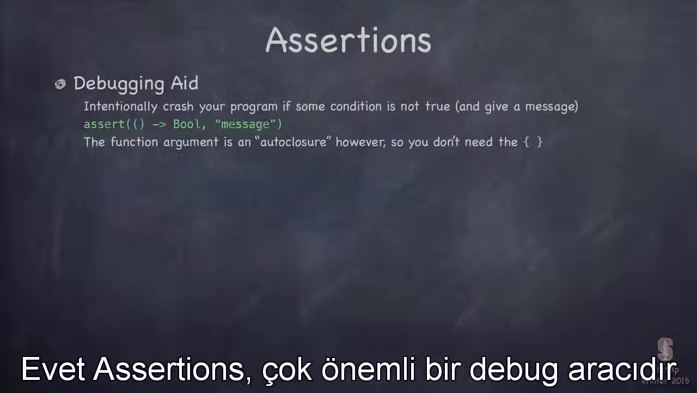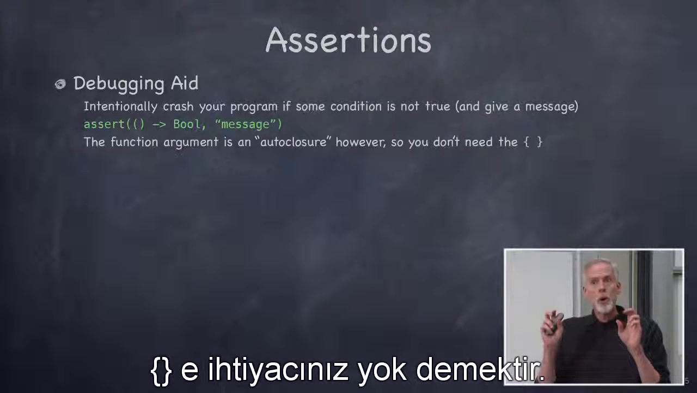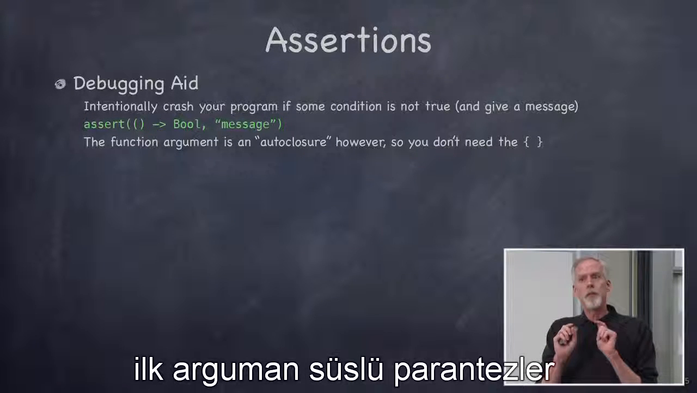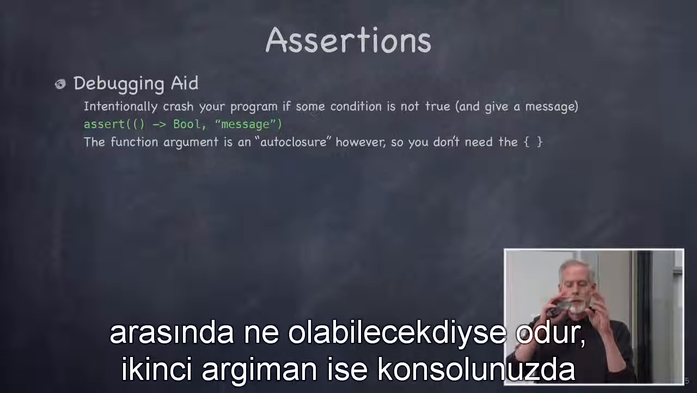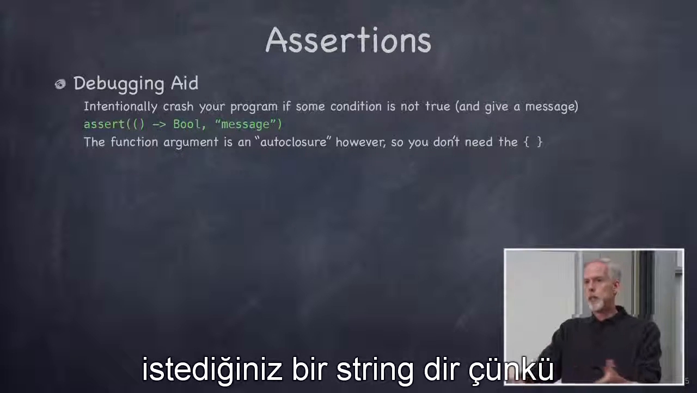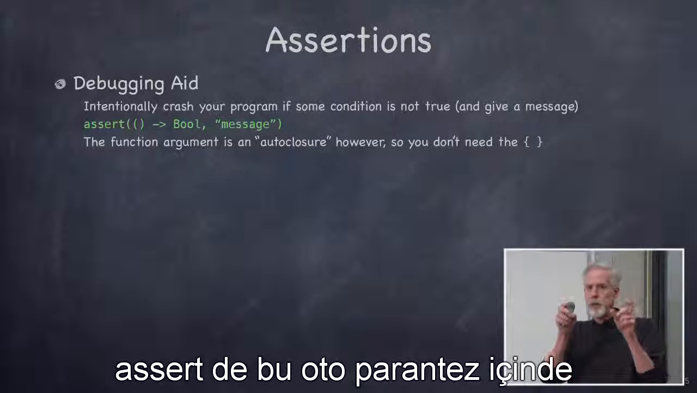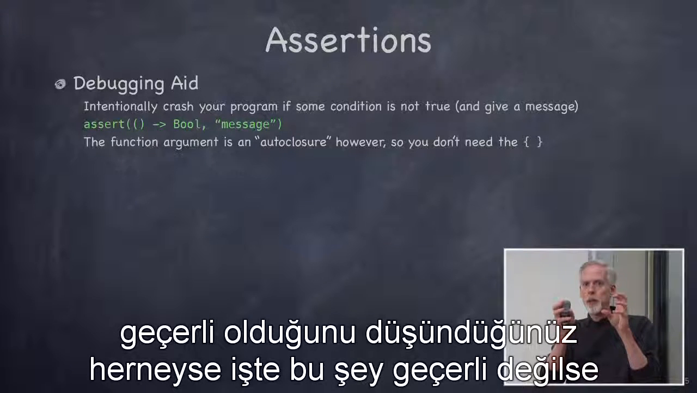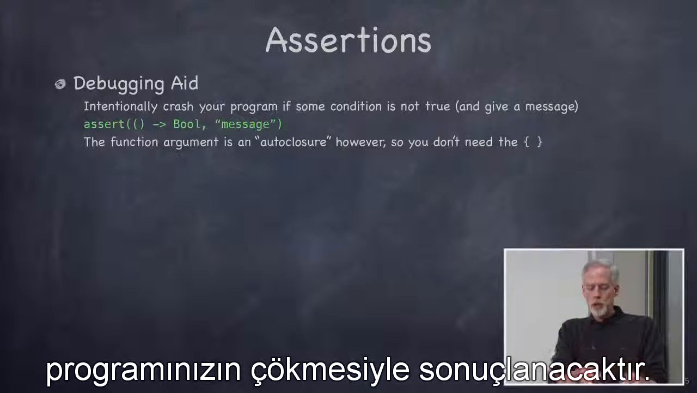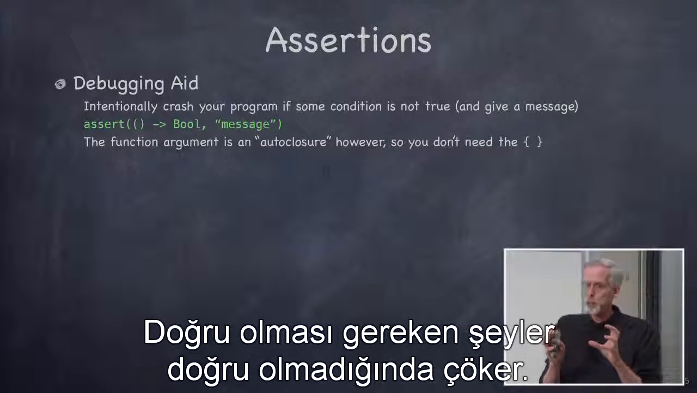All right, assertions. Assertions are a really valuable debugging aid. They basically take a closure as the first argument. It's an auto closure, which means you don't need the curly braces. It's kind of a funky thing. So the first argument is what would be inside the curly braces of a closure. And the second argument is some string that's going to be printed out on your console, because if whatever was in the auto closure evaluates to something that's not true, because you're asserting that it's true, then it's going to crash your program and print that message out. So it's a great way to make your program crash when things that should be true aren't.